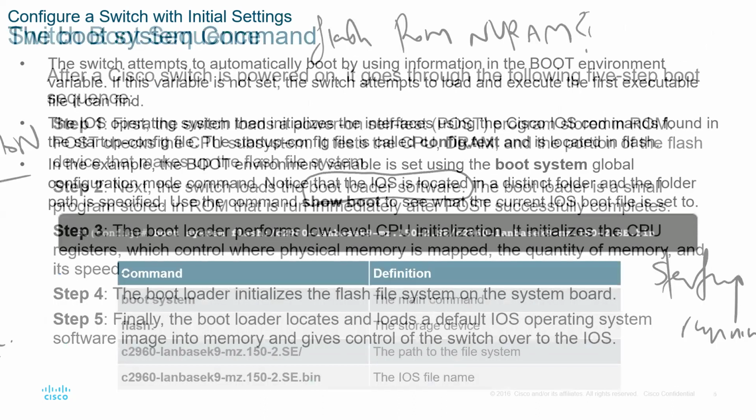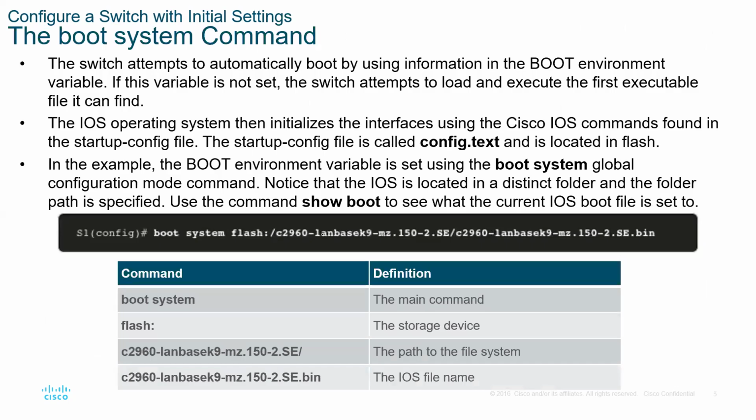Right, from there, the boot system command. The boot system command is a command which is used, let me see, bootloader system, boot system flash. The switch attempts to automatically boot by using information in the boot environment. If this variable is not set, the switch attempts to load.